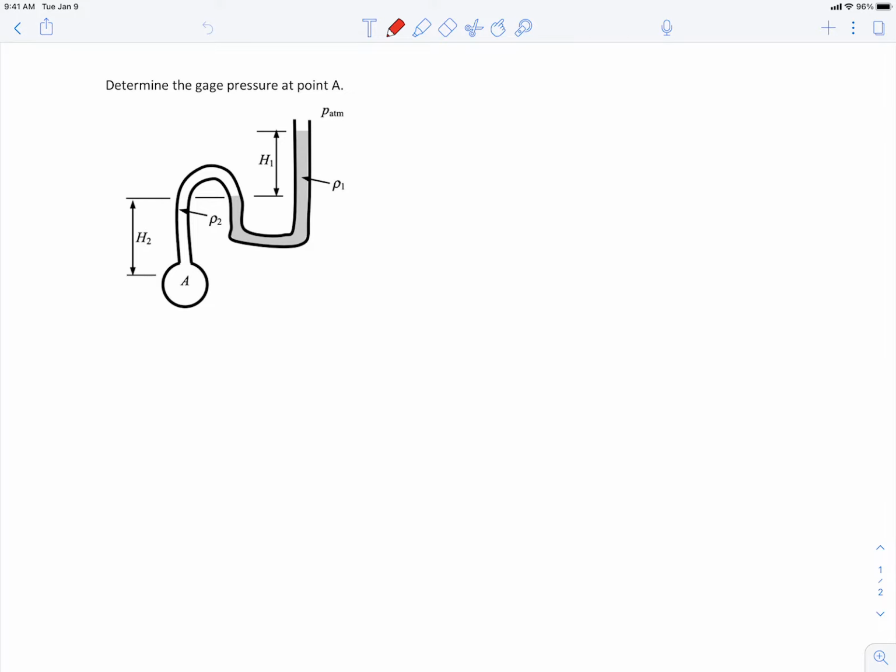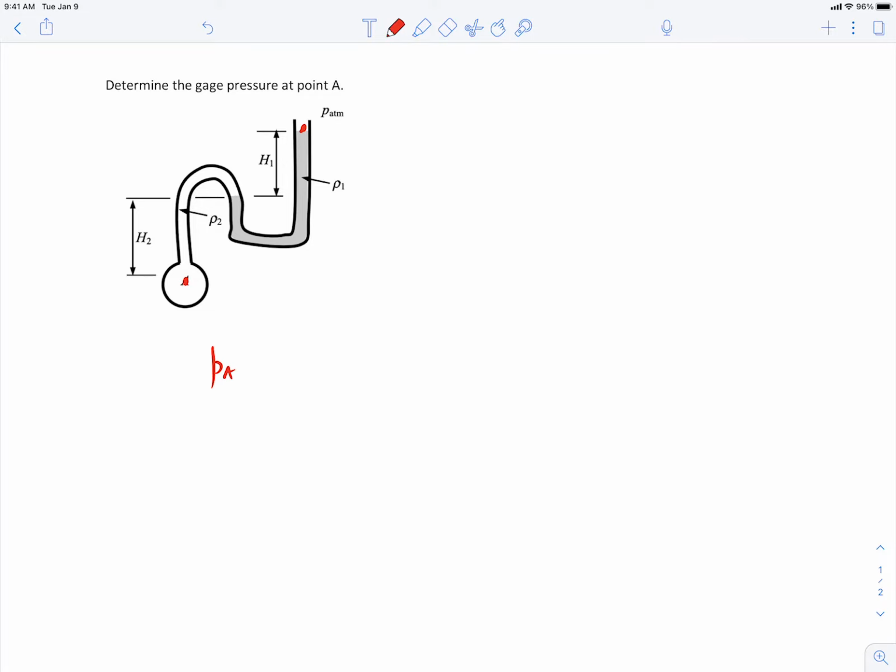This is a pretty simple example. We're asked to determine the gauge pressure at point A using this little more complex U-tube manometer. So what we're going to do is start up at this point right here and then work our way eventually down to the pressure at A.